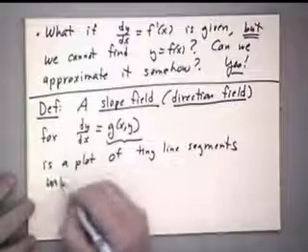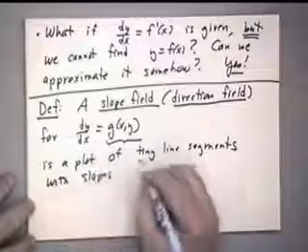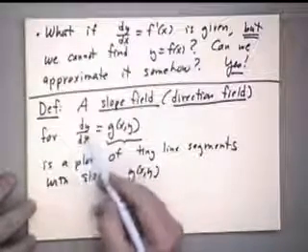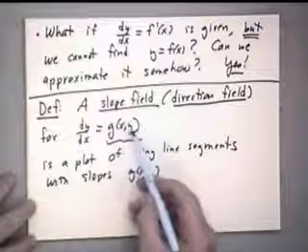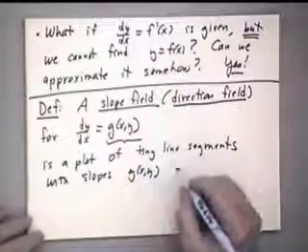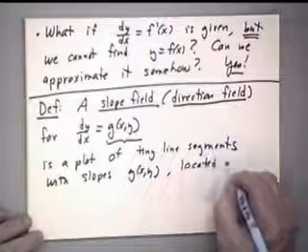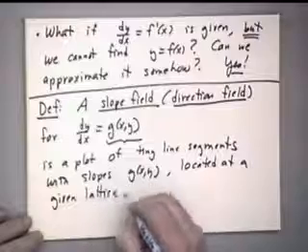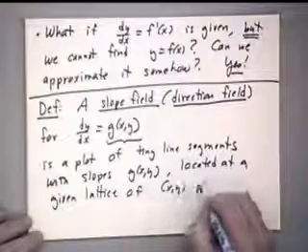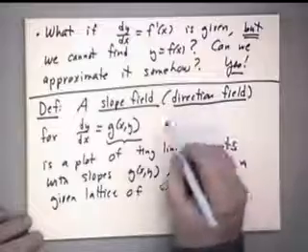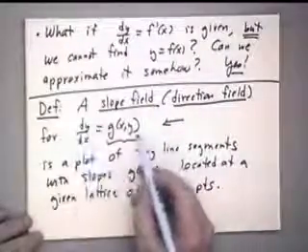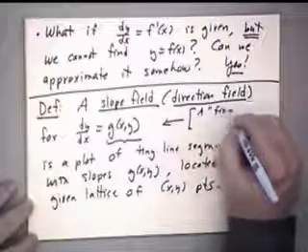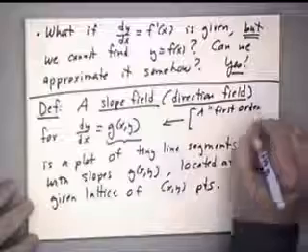Tiny line segments with slopes g of xy, because dy dx is the formula for slopes of tangent lines, and that's what this g of xy is also, with slopes g of xy located at a given lattice of xy points. And just for the record, this kind of a problem where you know the derivative like this is what's called a problem that has in it a first order differential equation.